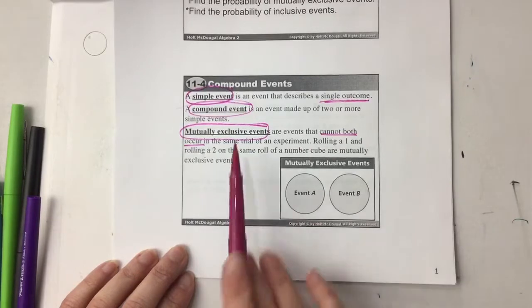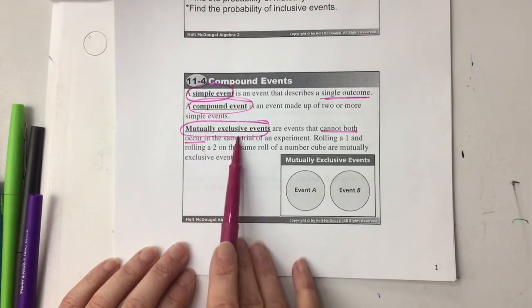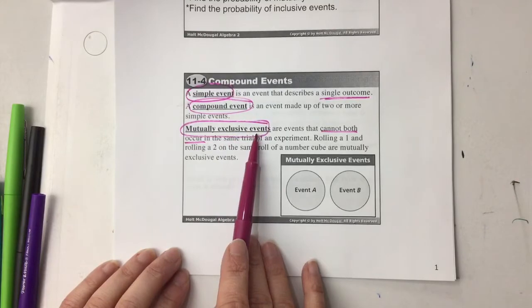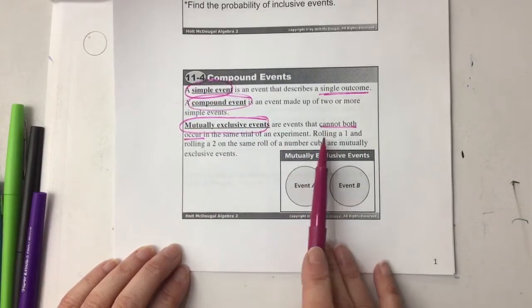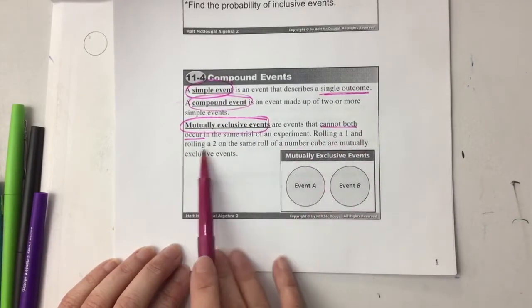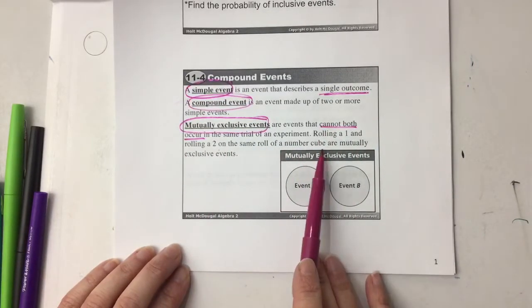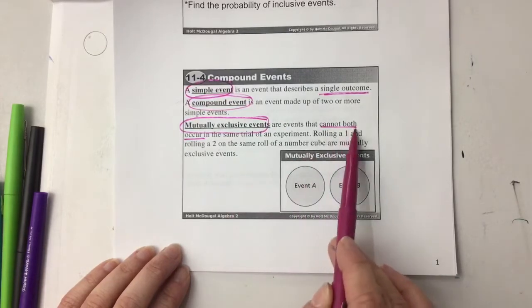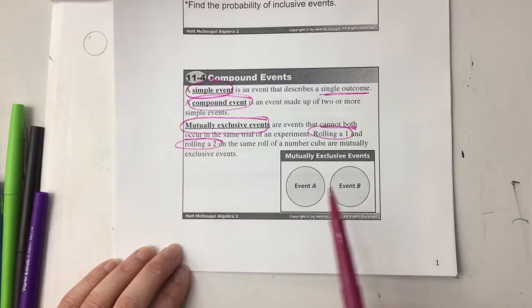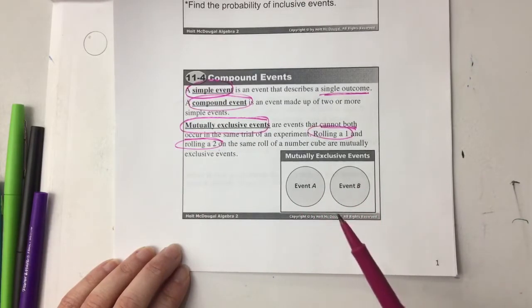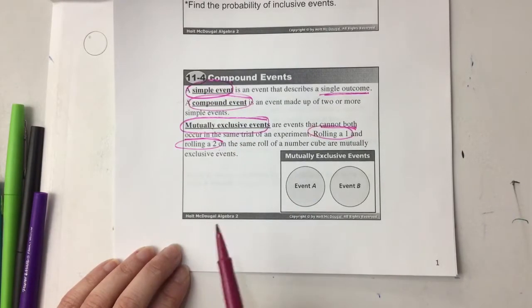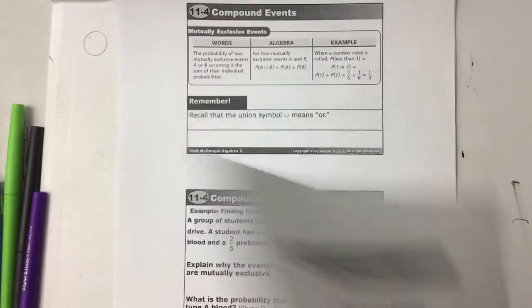When you're doing more than one event, there's going to be situations where you have things that are called mutually exclusive events. And those are events that cannot both occur in the same trial of an experiment. So the example they gave us is rolling a 1 and rolling a 2 on the same roll of a number cube. If you roll a number cube, you can't possibly get a 1 and a 2 because there is no side on a number cube that has both a 1 and a 2 on it. So those are mutually exclusive. If you flip a coin, you can't get heads and tails. They're mutually exclusive events. And that's what we're going to look at right away.